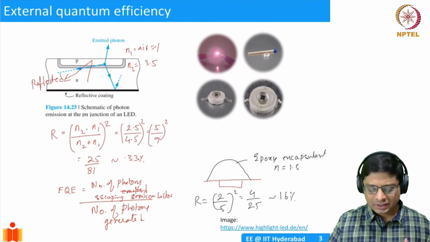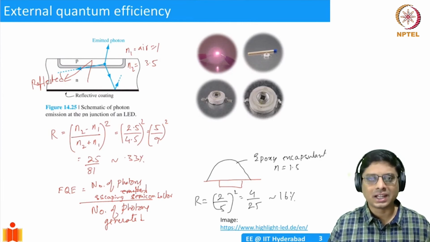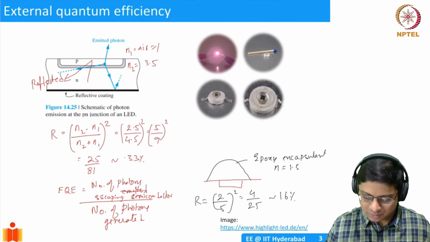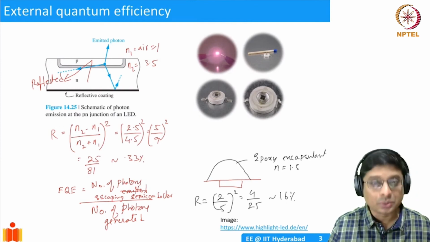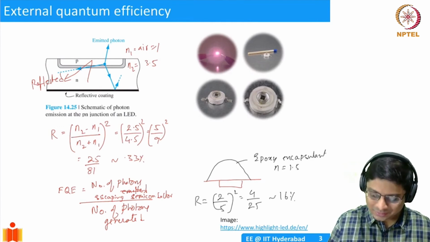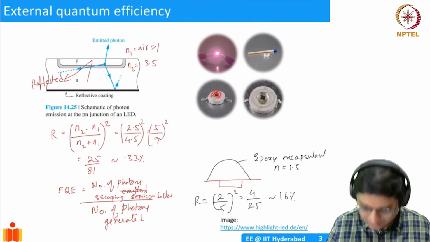So basically, to enhance the collection, to improve the collection efficiency of the light emitted in an LED. Okay, so I just picked up a few images from the web. These are how LEDs look. If you break open one of the lamps in your home, you will find something like this. There will be a chip. Sometimes you might find a small encapsulant surrounding it.